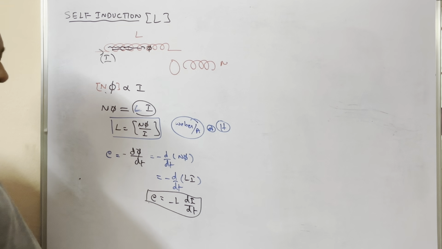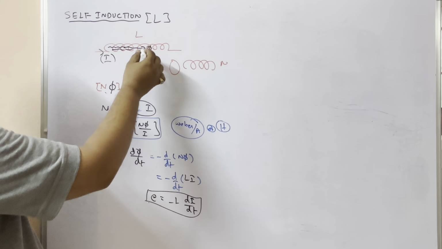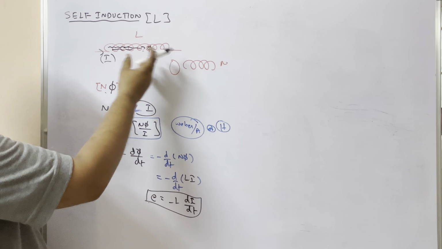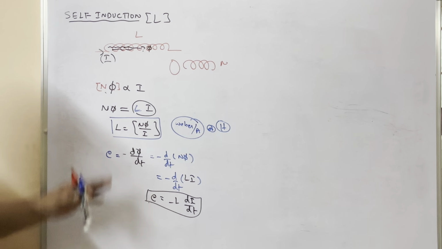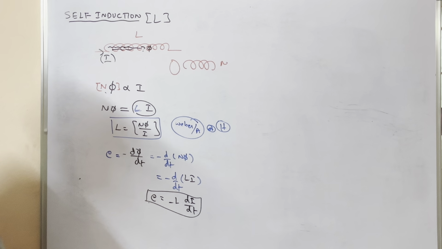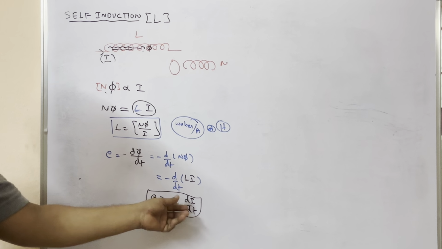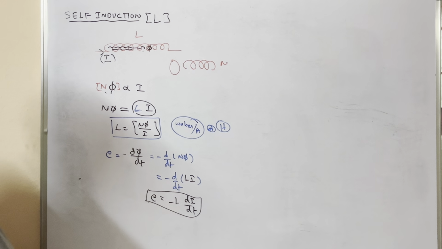So this L is self-inductance. How will this self-inductance act? It is going to oppose according to Lenz's law. Therefore, this one we also call inertia. Mass is a measure of inertia. It will be acting as the inertia of electricity, we are going to call.